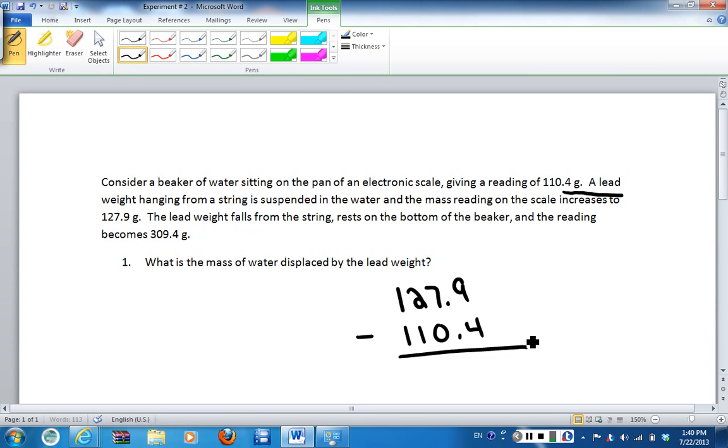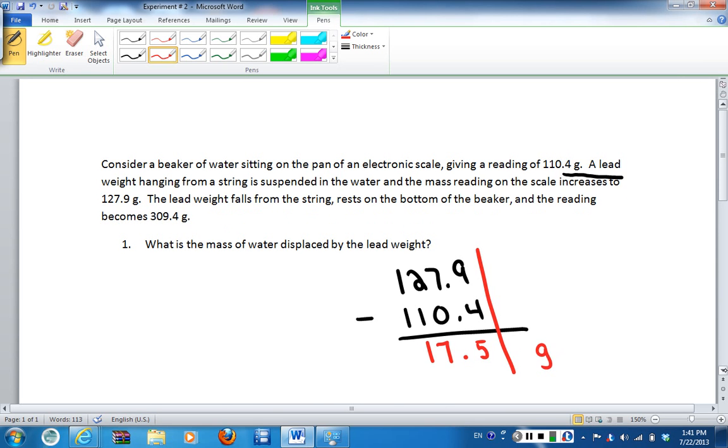Okay, now, since this is a subtraction problem, we know with significant figures that we have to line up our decimal points, and we have to draw our line to show which number has the fewest digits past the decimal place. Okay, so now we can do this calculation, and as we go through, we calculate that we have 17.5 grams. Okay, so we have just determined the mass of water displaced by the lead weight. Okay, so we have 17.5 grams.